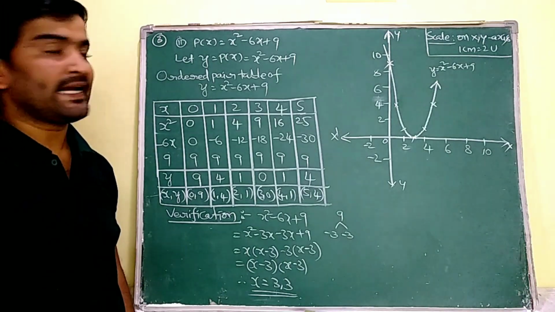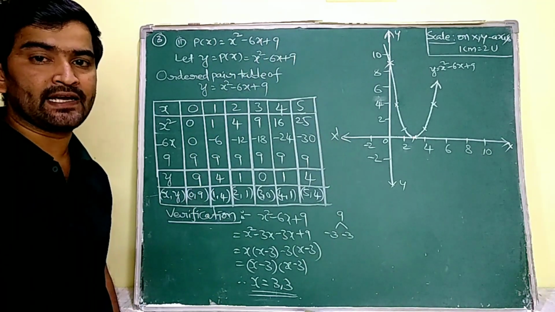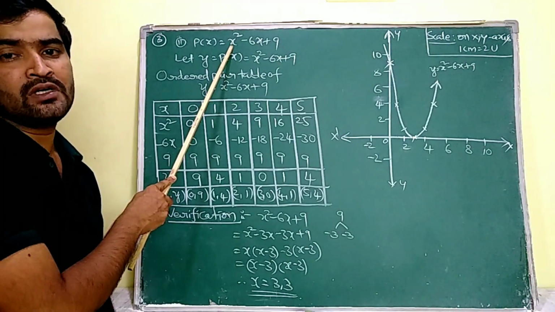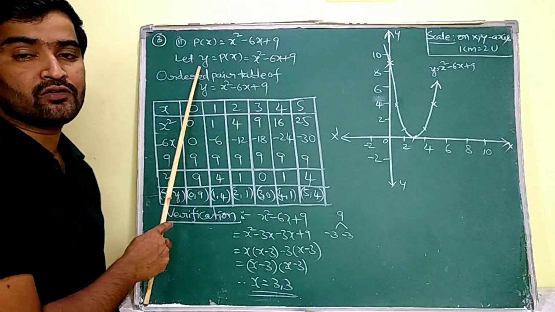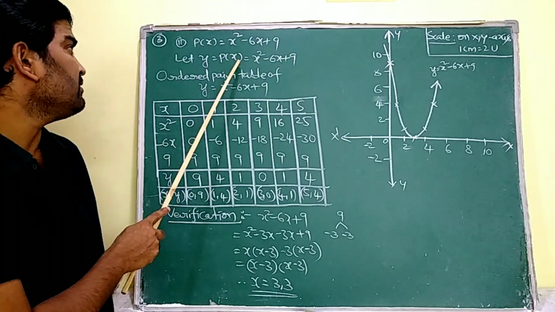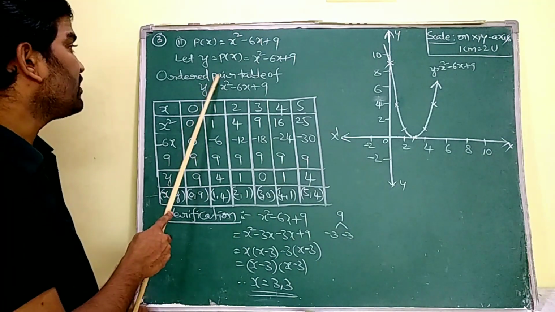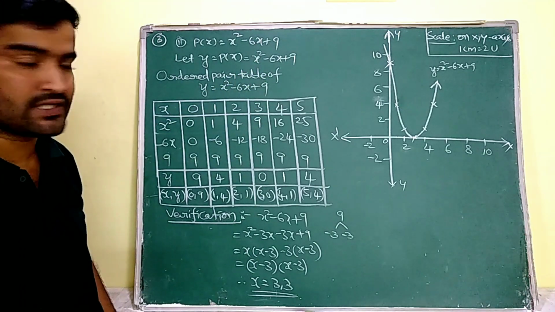See, the second graph. P of x is equal to x square minus 6x plus 9 is given. As here the coefficient of x square is plus 1, the graph opens upwards. So firstly we have to assume the graph as y is equal to P of x is equal to x square minus 6x plus 9. I have to write the ordered pair table of y is equal to x square minus 6x plus 9.